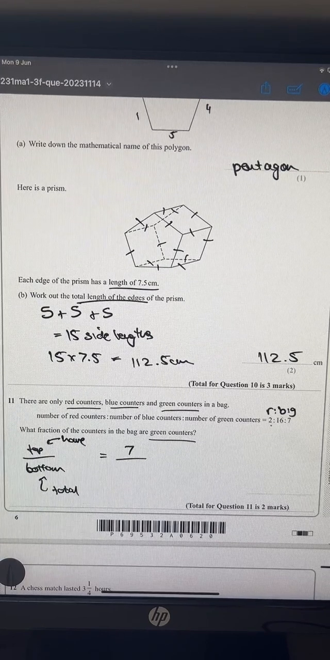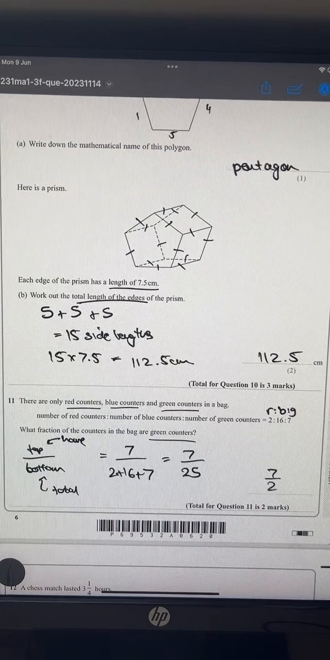I have got 2 reds. I've got 16 blues and I've got 7 greens. So that means the total is 2 plus 16 plus 7. And that is going to be equal to 7 over 25. That is how you do that.